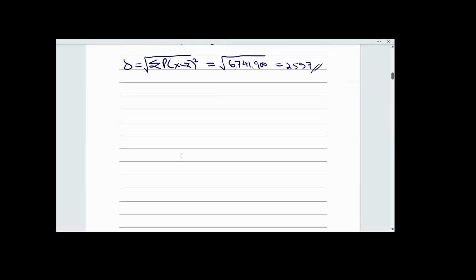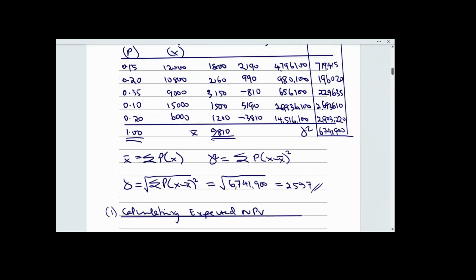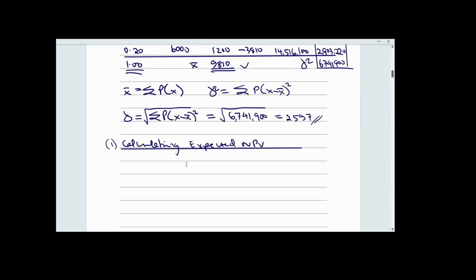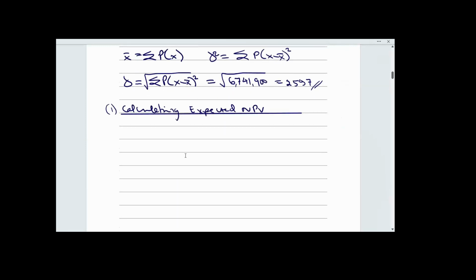So we then go back again and answer the question as required. Number one, you have to calculate the expected NPV. I would then say calculating expected net present value. So already we have calculated the expected value to be 9,810.